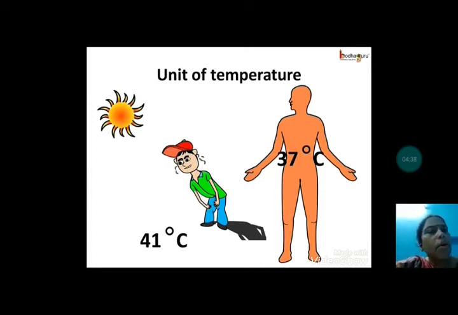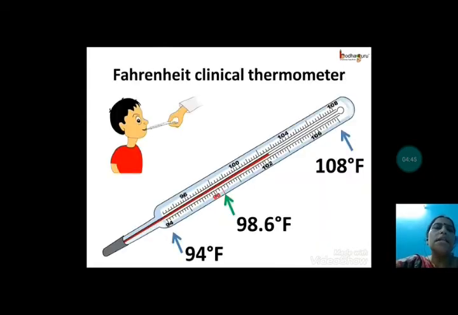You find the reading from 94 degree to 108 degree Fahrenheit. Now what is 98.6 degree Fahrenheit over here? This is the temperature of normal human body temperature. And this red line, what does it indicate? That indicates the level of the mercury. So the lowest point is 94 degree and the highest point in the thermometer, as you can see, is 108 degree Fahrenheit.